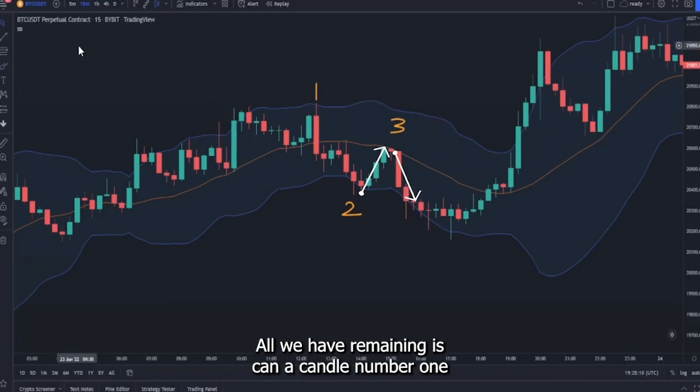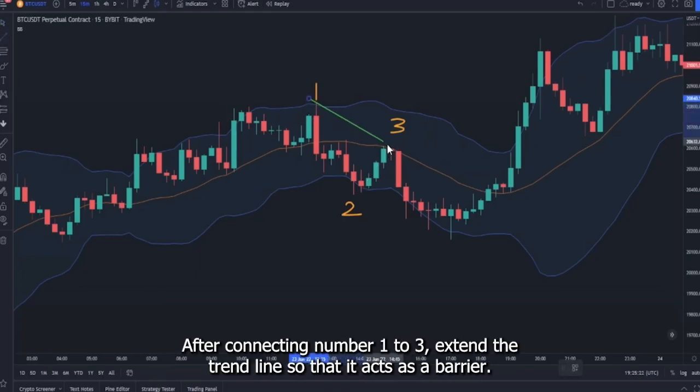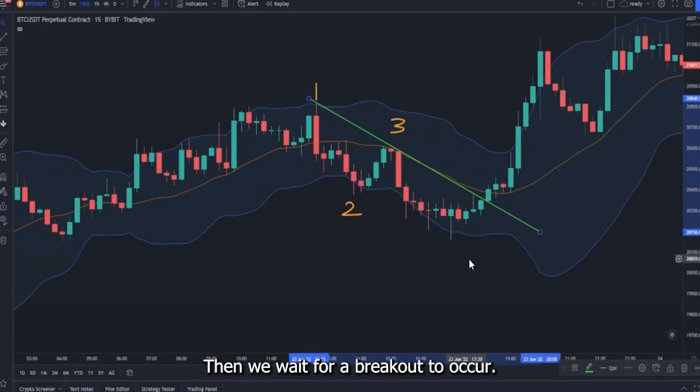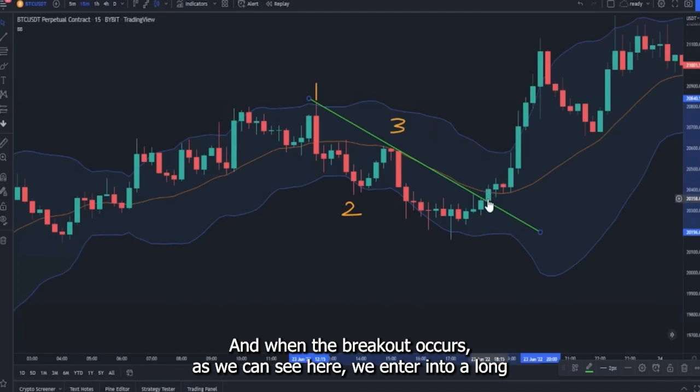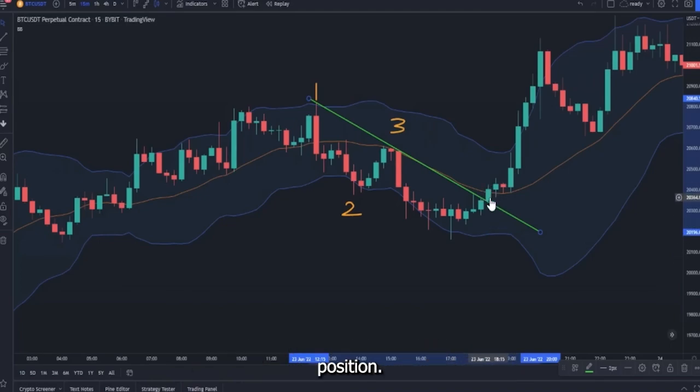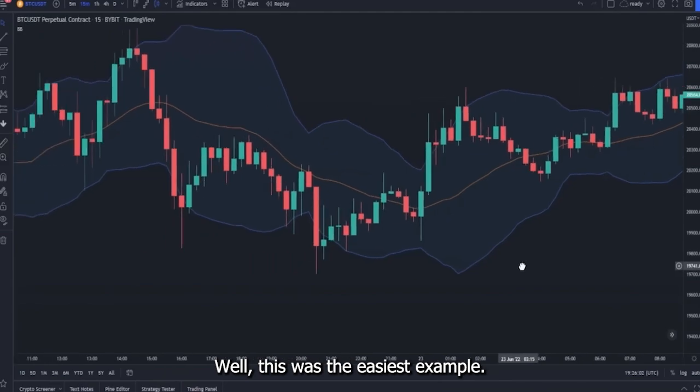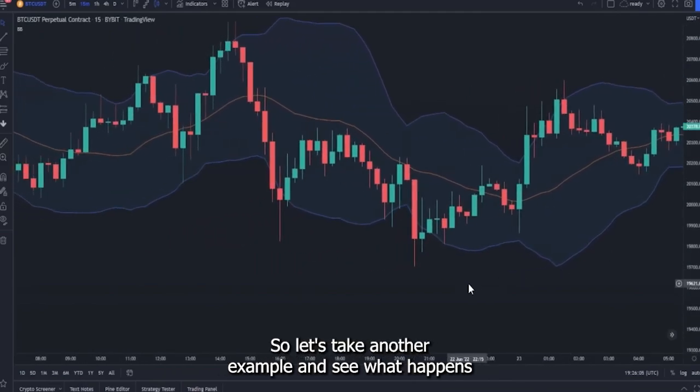All we have remaining is connect candle number 1 to candle number 3 by drawing a trend line. After connecting number 1 to 3, extend the trend line so that it acts as a barrier. Then we wait for a breakout to occur. And when the breakout occurs, as we can see here, we enter into a long position. Well, this was the easiest example, so let's take another example and see what happens.